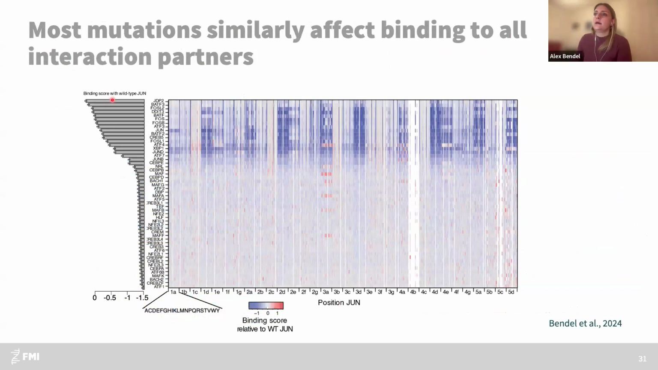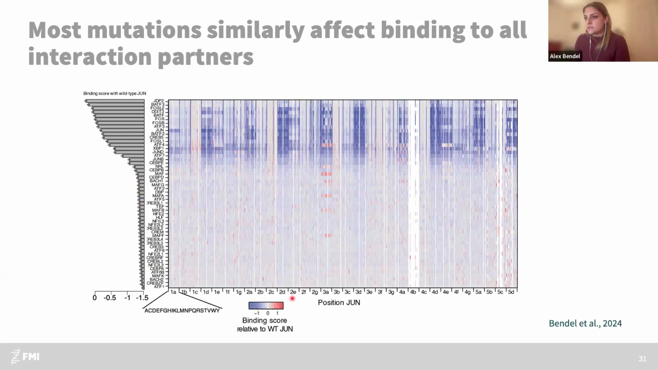First of all, we looked at the binding score of the 54 bZIPs with wild-type JUN and mostly recapitulated what's already known. There are some bZIPs that can interact with JUN at different strengths, about 1/3 of them, and the remaining 2/3 do not interact with wild-type JUN.